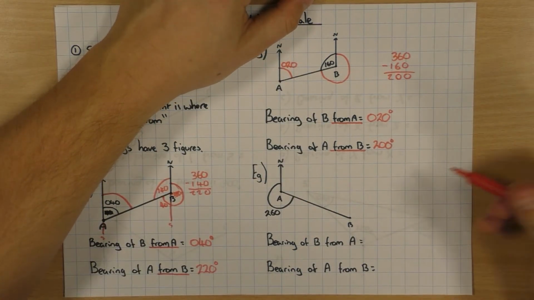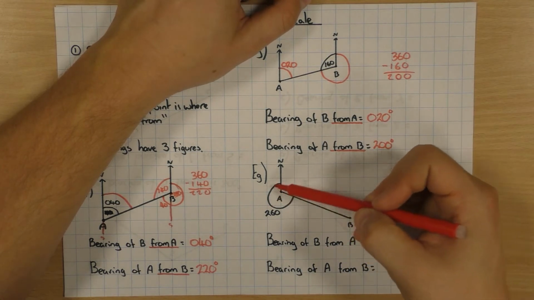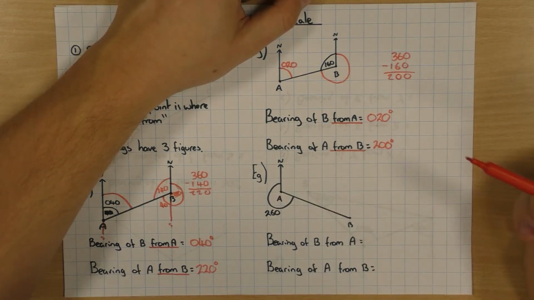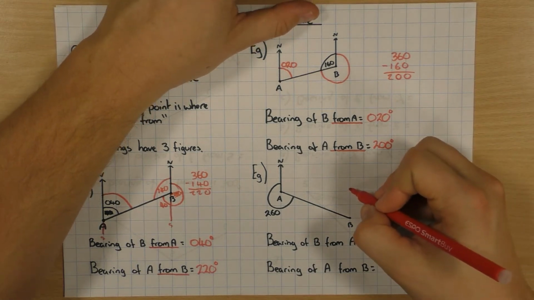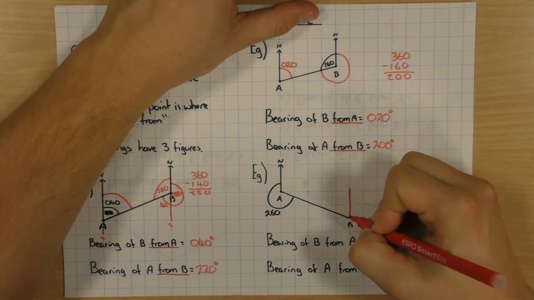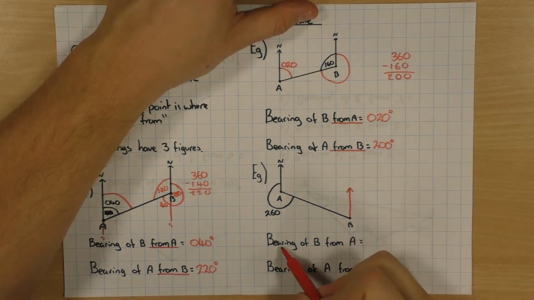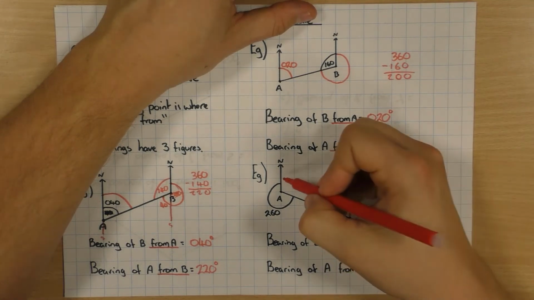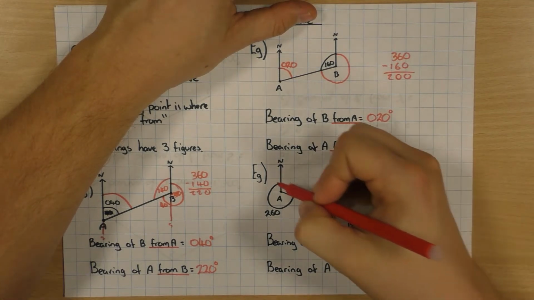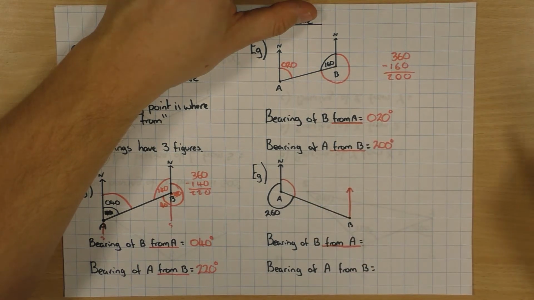Exactly the same process here. I've got my point A, got my point B, and I've been given this angle here is 260 degrees. You might notice I'm missing a north line, so if I had a ruler I'd use it. I'm going to put my north line on like so. Bearing of B from A, so from A going to B, north clockwise. That's the angle, that's the bearing that I want.